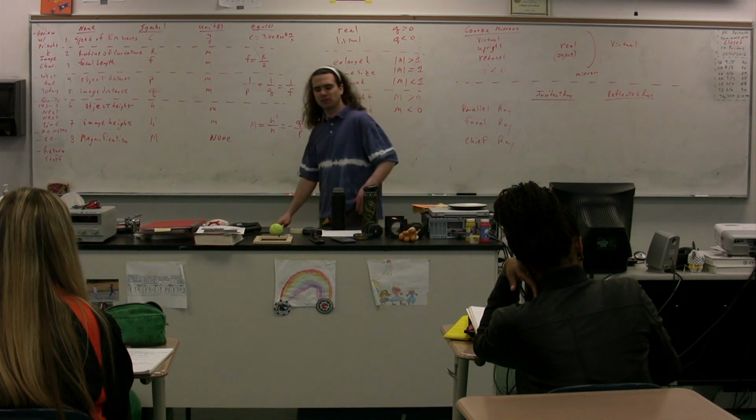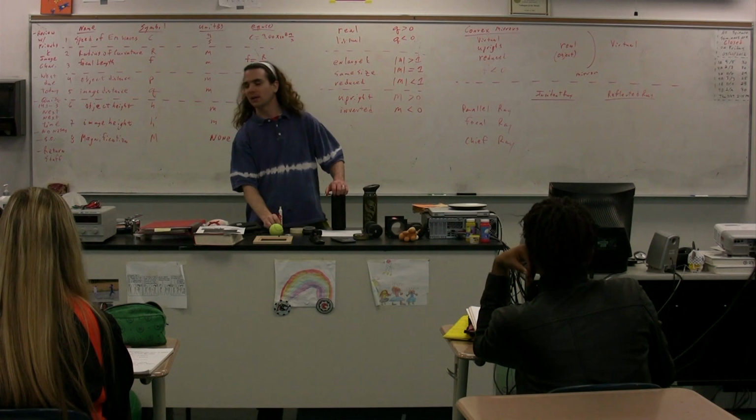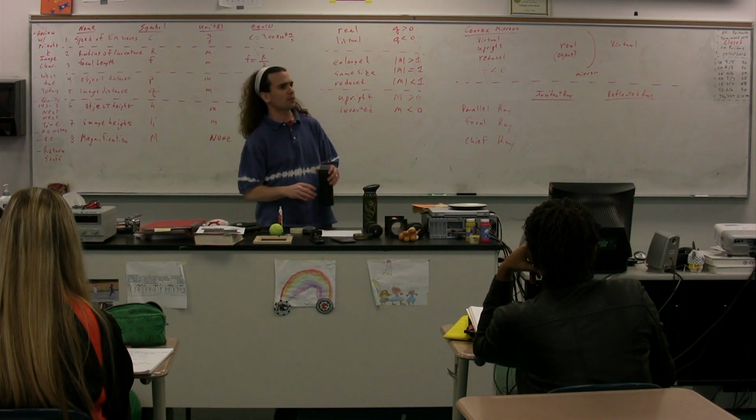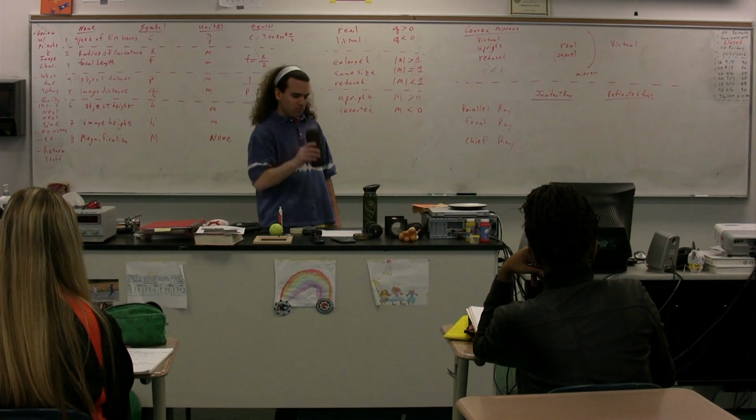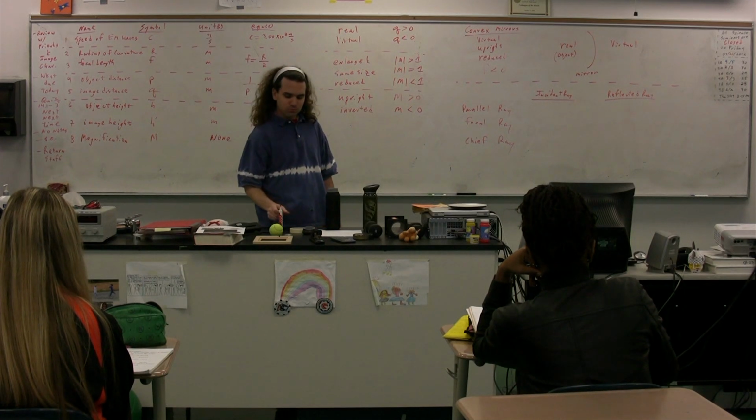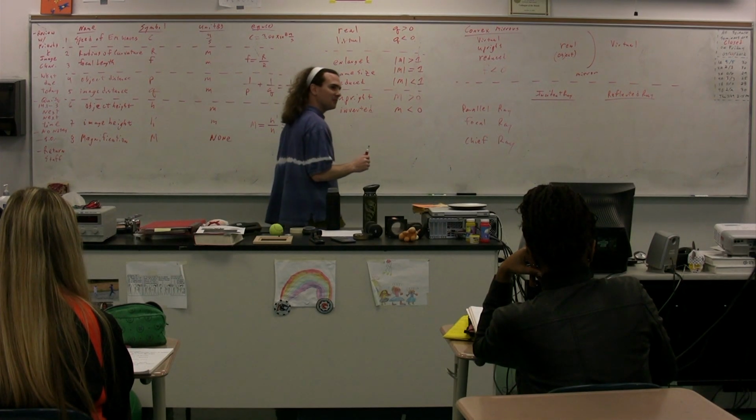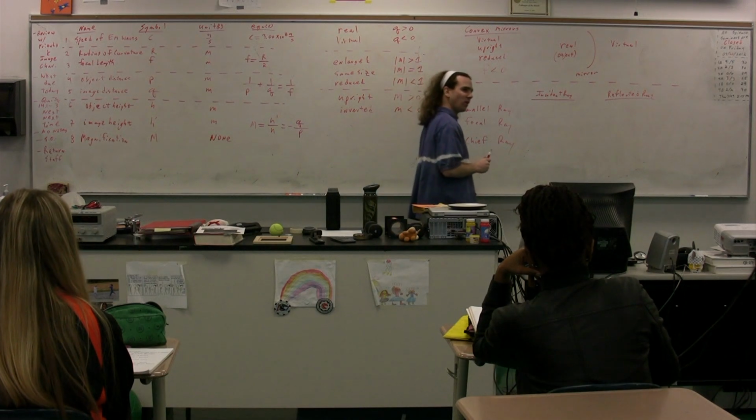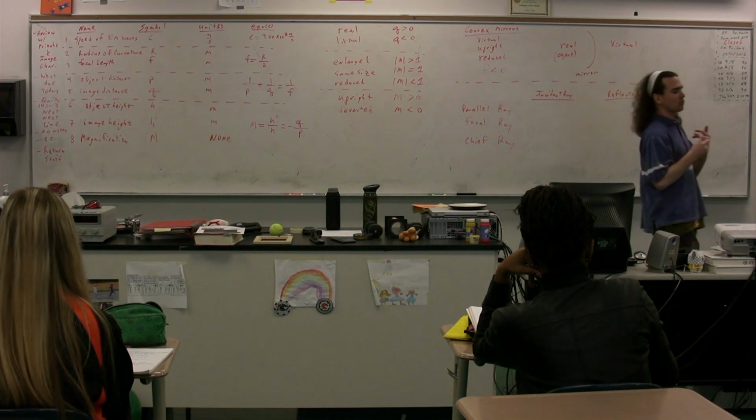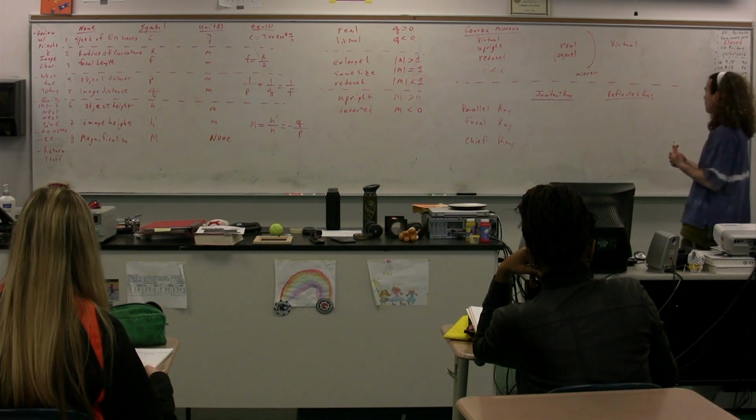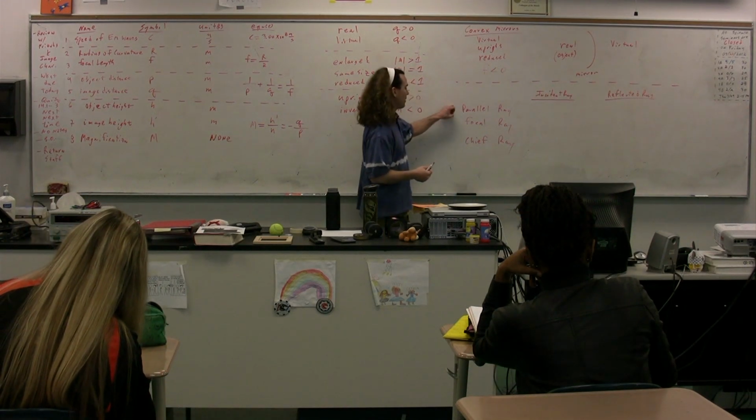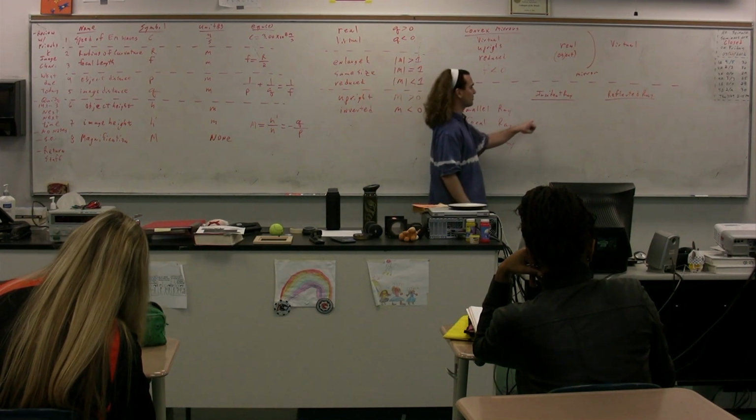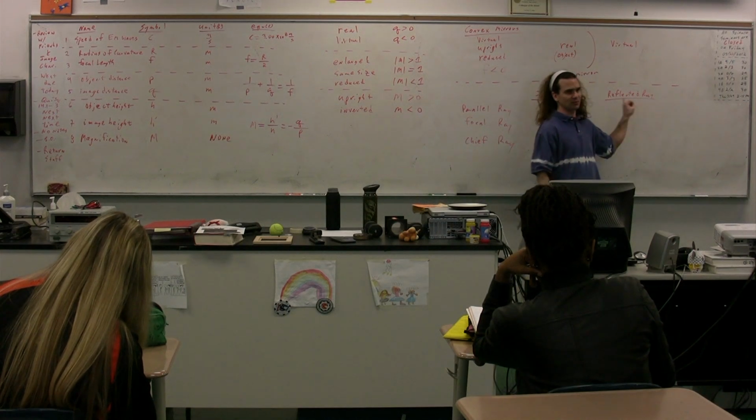What does it mean to be an incident ray? Ms. Martin? It means that it's like the ray coming from, or going towards the mirror. The incident ray is the ray that's going toward the mirror. The reflected ray is the one that's going away from the mirror. So each of the rays that we draw, parallel, focal, and chief ray, is actually composed of two rays, an incident and a reflected ray.